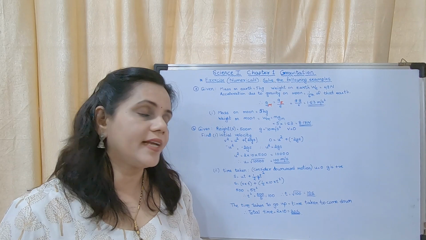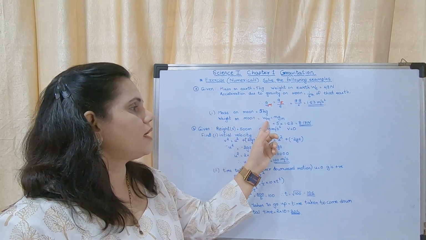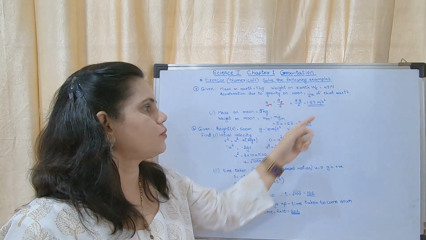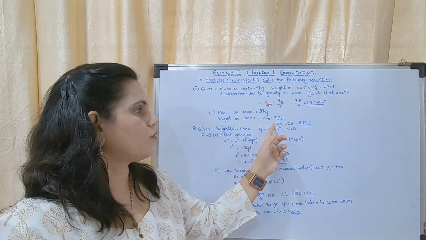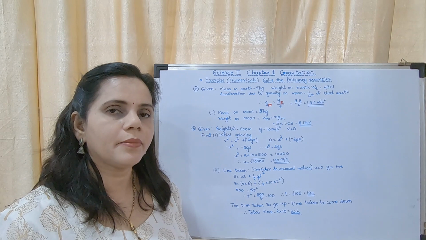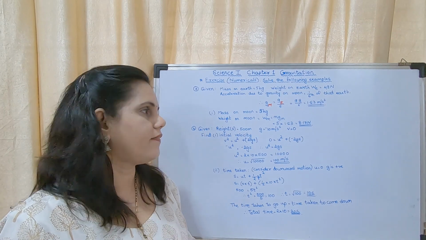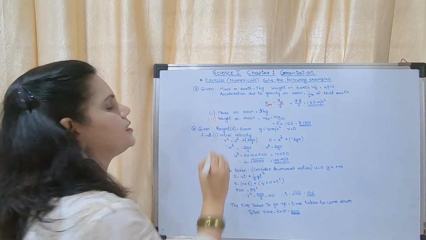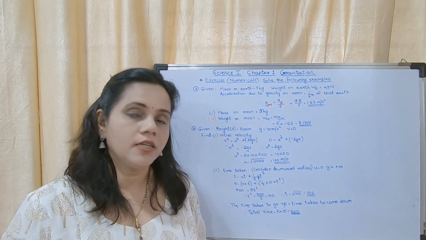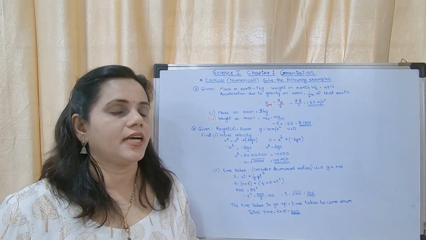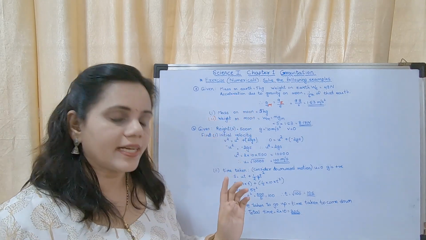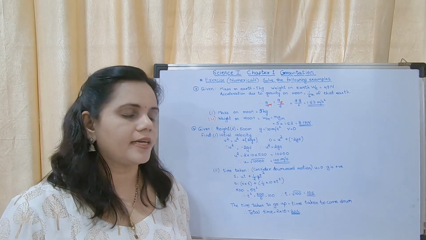What happens to weight? Weight on moon, Wm, is equal to m into gm. And what is gm? It is 1.63. So 5 into 1.63 will be 8.17 Newton. Even this is a frequently asked question, a very frequently asked question. It is an easier one.